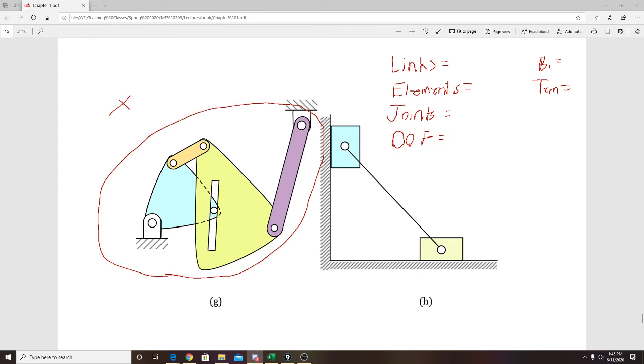Sean, so you have the number of links correct. You have the number of J1s, J2s, and degrees of freedom correct, it appears. But binary and ternary, I would revisit that, and the number of elements.